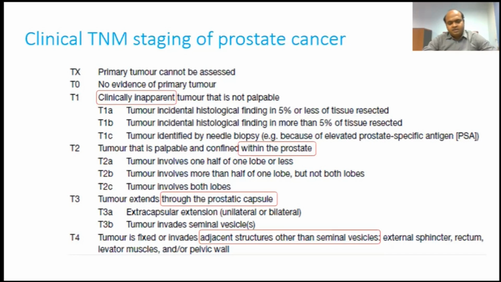and in T3B, the tumor invades the seminal vesicle, which is important to know because it has an impact on the surgical treatment modality or treatment pattern in the context of prostate cancer management. T4 is when the tumor is fixed to adjacent structures, which may be the rectum, the pelvic bone, the pelvic sidewall muscle, etc.